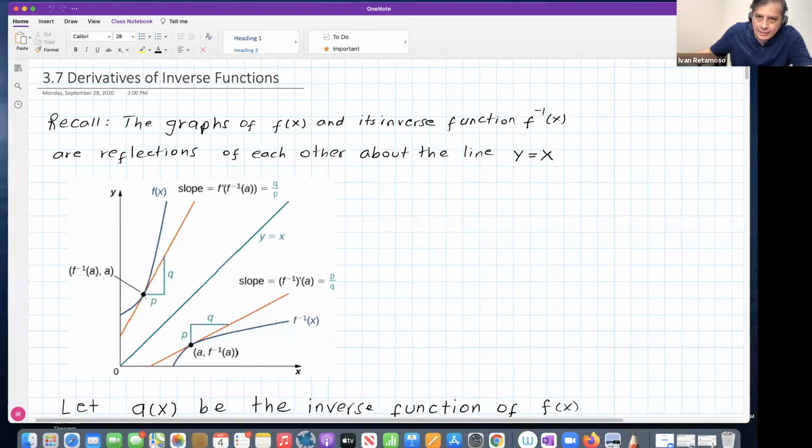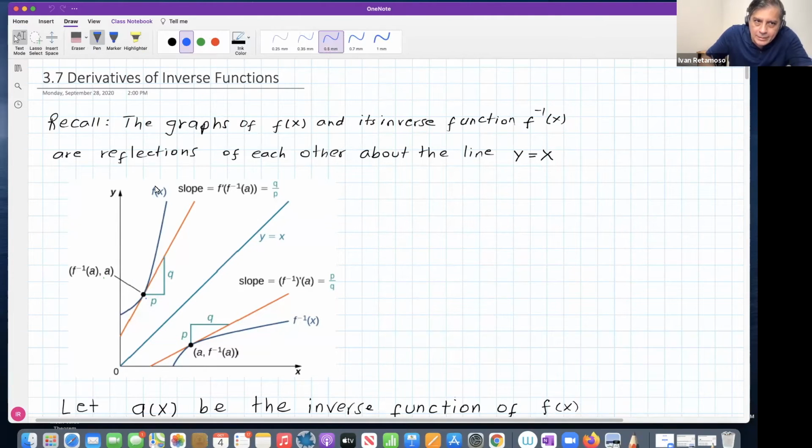Great, it's recording now. Section 3.7, derivatives of inverse functions.